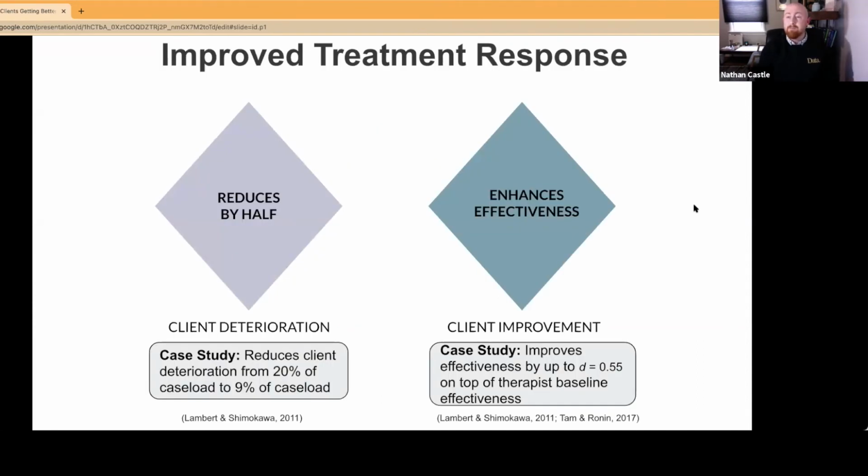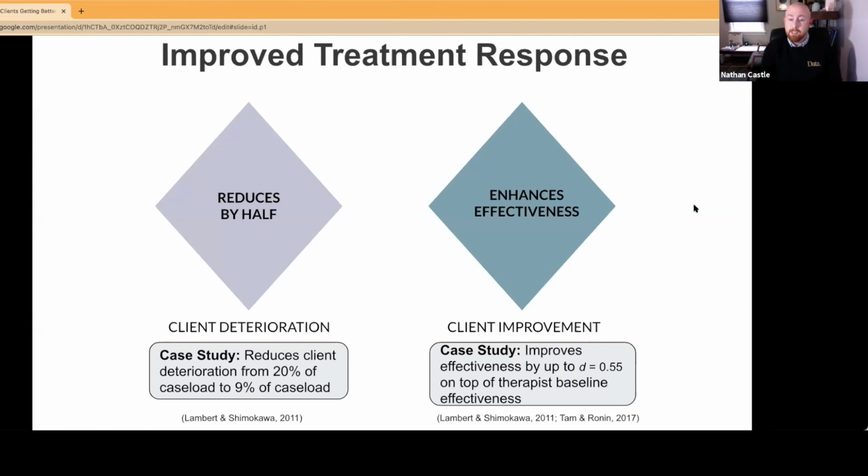The other thing is, when you use routine outcome monitoring, you have an improved treatment response. So not only do we see that the client deterioration rates reduced by half, so in one study, went from 20% of clients on a caseload reducing to 9% just by using routine outcome monitoring, not by choosing the new model or the new techniques or having an expert coach in sessions, just by using routine outcome monitoring. Approximately 2 minutes out of every session, at times 1 minute.